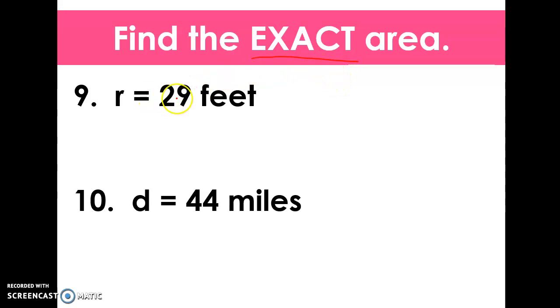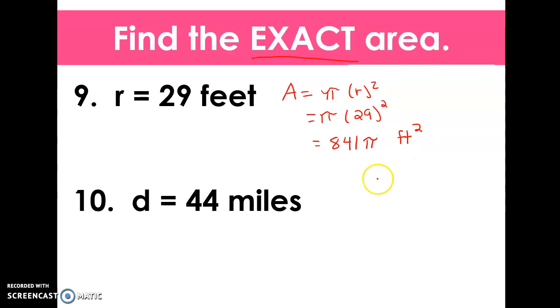So when we look at a radius of 29 feet, remember the formula was area equals pi times your radius squared. So that's going to equal pi times 29 squared. You put that in the calculator and you get 841 pi, and we were in feet squared. This is your exact area, and you're not going to toggle that.